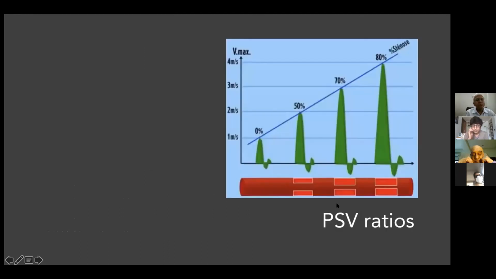Also, the peak systolic velocity ratios are important. Let's say at the area of stenosis, the peak systolic velocity is 2 times the peak systolic velocity just proximal in the normal segment. You're looking at a 50% luminal narrowing. If it's 3 times, you're looking at about a 65 to 70% luminal narrowing. And if it's 4 times, you're looking at a 75 to 80% luminal narrowing.